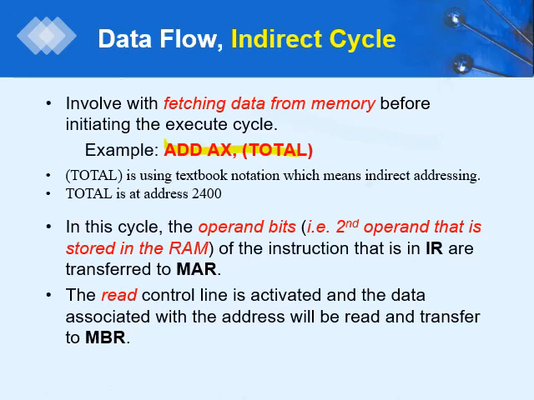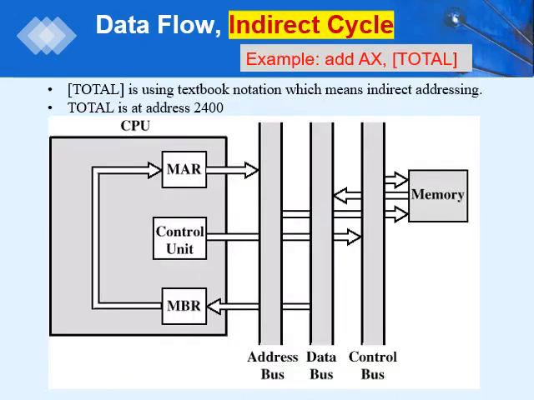Inside the IR, they will see that the address part, the second operand, is actually an address to another address. So that's why we are going to go into the indirect cycle. We look into the address part of the instruction register, and we find out that it is not the actual address of the operand, but a pointer to another address. So 2400, which is the address of total, is sent into the memory address register. This content is placed on the address bus.